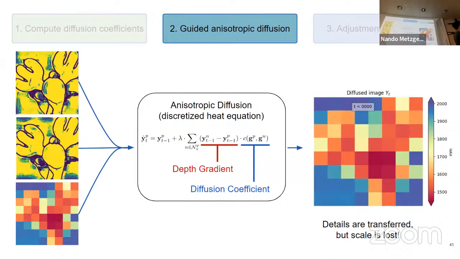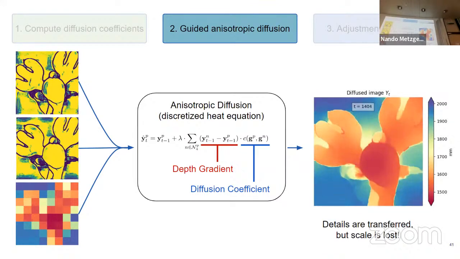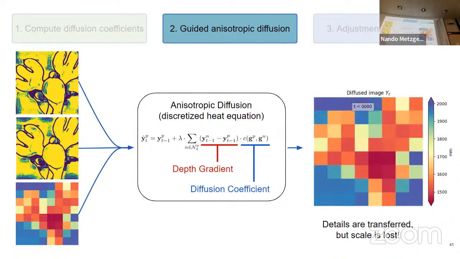But these diffusion coefficients come from the RGB image, which is high resolution, right? And the low resolution information is only in the source at the bottom, with the highest resolution diffusion. Exactly. I see. Yes.